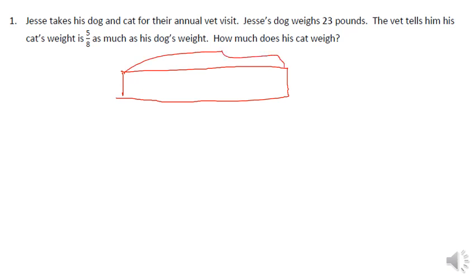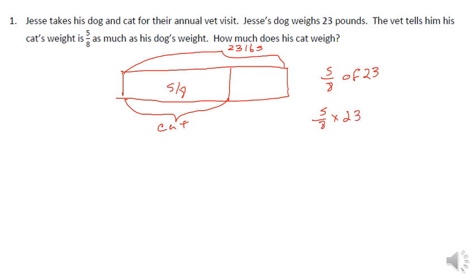So if you were to draw a tape diagram, the dog weighs a total of 23 pounds, and it says the cat weighs 5/8 as much. So we're looking for 5/8 of 23 pounds, which means that's 5/8 times 23, which equals 5 times 23 over 8. Now 5 times 3 is 15, 5 times 20 is 100, so it's 115 eighths.